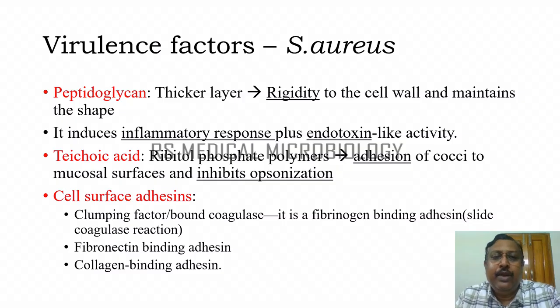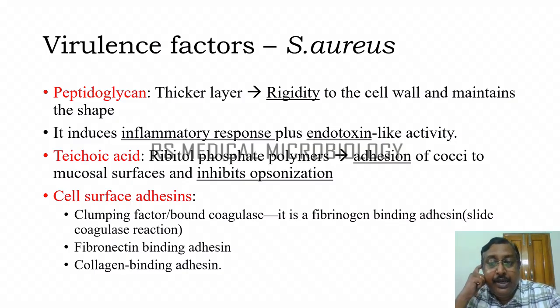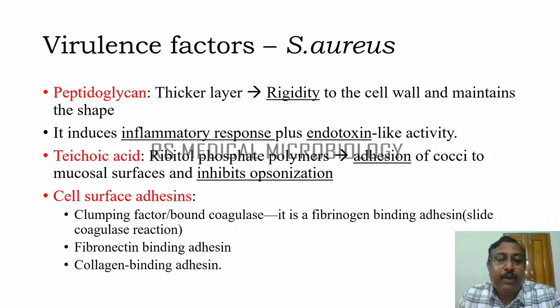The next main virulence factor is teichoic acid, which is basically ribitol phosphate polymers. What they do is allow this cocci to attach to mucosal surfaces, and it will also inhibit the process of opsonization. Third, you have some cell wall surface adhesins like the bound coagulase or the clumping factor, fibronectin binding adhesin, and collagen binding adhesin.